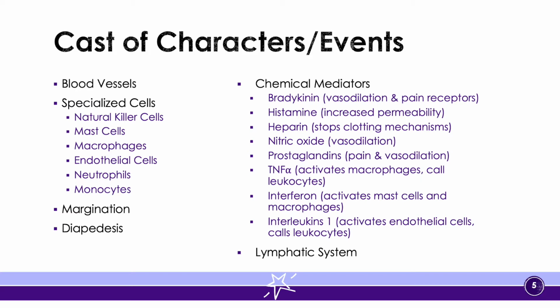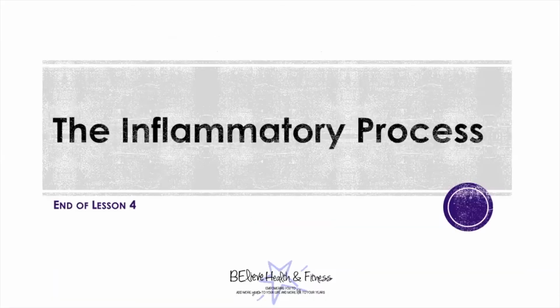In lesson three, we talked about the chemical mediators that are involved. And so we do want to reflect what each of these chemical mediators are contributing to. So our bradykinin, our histamine, our heparin, nitric oxide, prostaglandins, TNF alpha, the interferons and interleukins. And then in lesson four, we had our lymphatic system that we were introduced to. And so, what we want to do now is incorporate everything into a summary throughout this sketch. And this will conclude our lesson 4 of the inflammatory process.